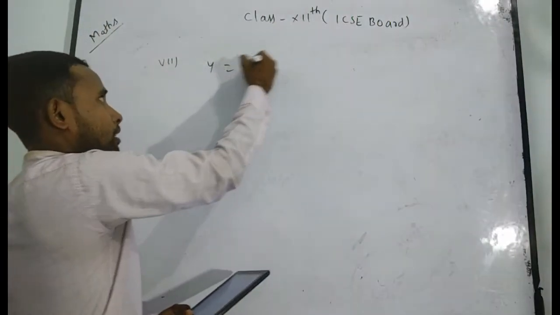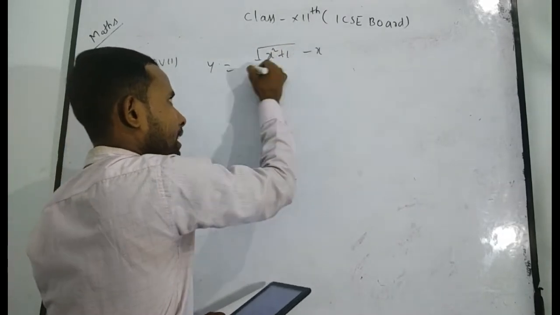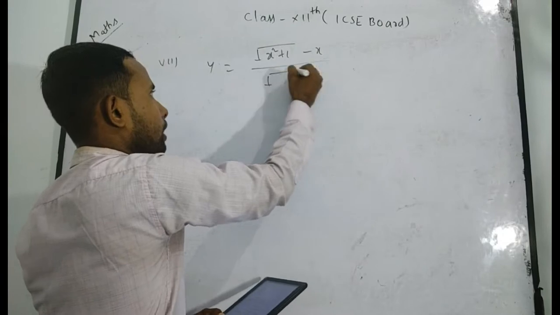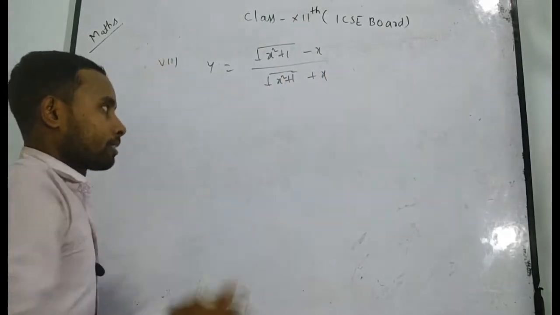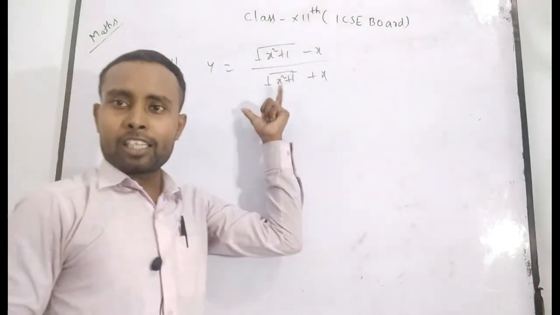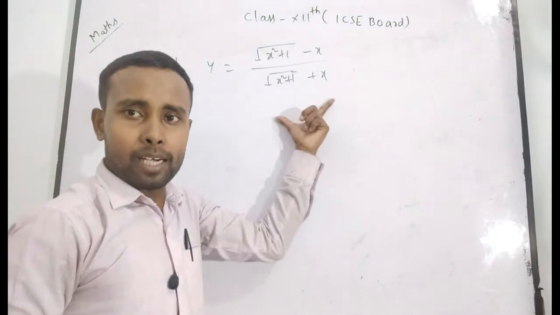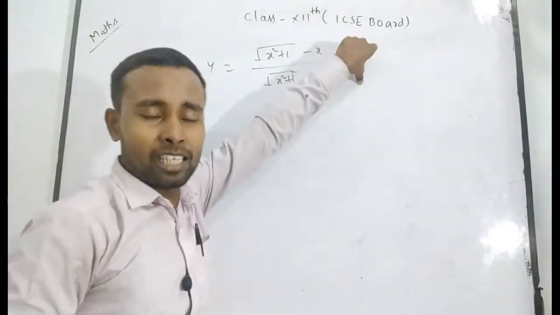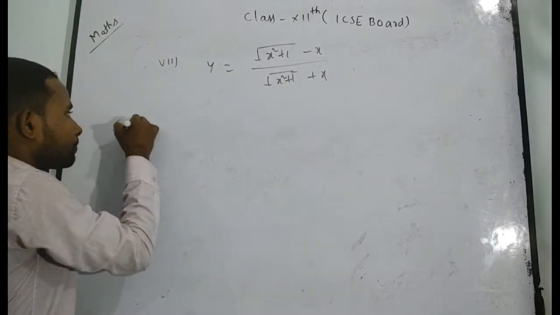Here it is given that y equals (root under x square plus 1 minus x) divided by (root under x square plus 1 plus x). You have already been told, and we have already solved both parts of this problem separately, but here it is only taken in question form. Otherwise everything is the same. Now I want to solve it.